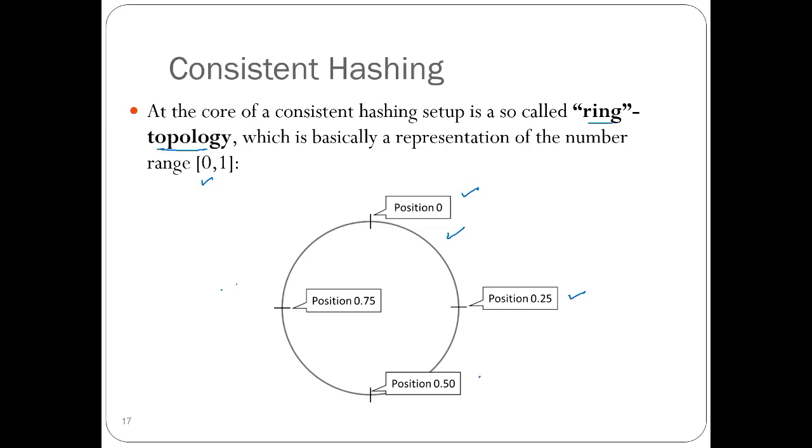Now, the intention of this whole thing is to find the position of the servers on this ring. It will make a lot of sense once I take you to the next slide, but let me make sure that I have not missed anything. For consistent hashing, its central idea, the core, is in its topology, which is the ring topology, which is basically a representation of numbers in the range 0 to 1.